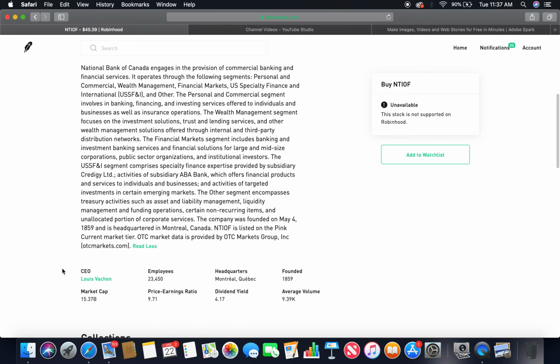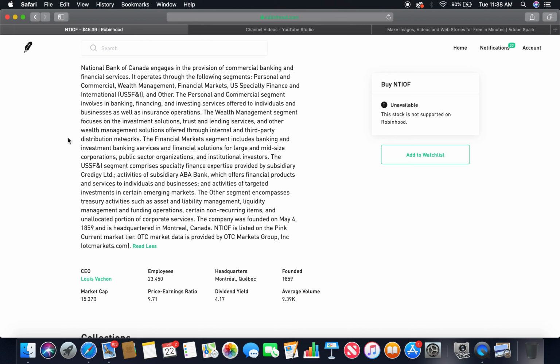About National Bank of Canada engages in the provision of commercial banking and financial services. It operates through the following segments: personal and commercial, wealth management, financial markets, U.S. specialty finance and international, USSF&I, and other. The personal and commercial segment involves banking, financing, and investing services offered to individuals and businesses, as well as insurance operations. The wealth management segment focuses on investment solutions, trusts, and lending services, and other wealth management solutions offered through internal and third-party distribution networks.